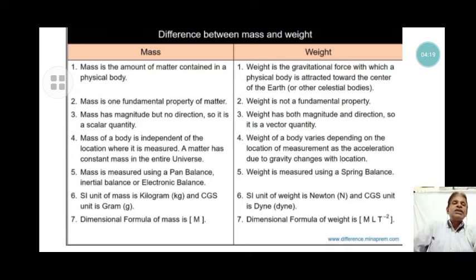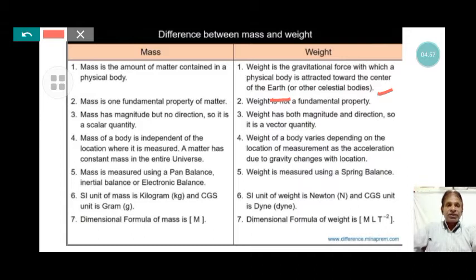Now, weight is the gravitational force with which a physical body is attracted towards the center of the earth or another celestial body. It is the gravitational force exerted on an object when it is on the surface of the earth. So weight is a force, and mass is a quantity of matter. Mass is a fundamental property of matter; matter possesses mass and it has some volume. These are the fundamental properties of matter.